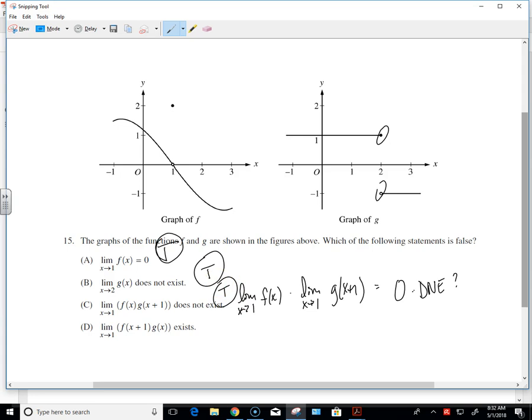Then why is the answer C? As the false? Okay, hold on. Let's check out D then. That's okay. The limit as x approaches 1 of f of x plus 1, the limit as x approaches 1 of g of x.